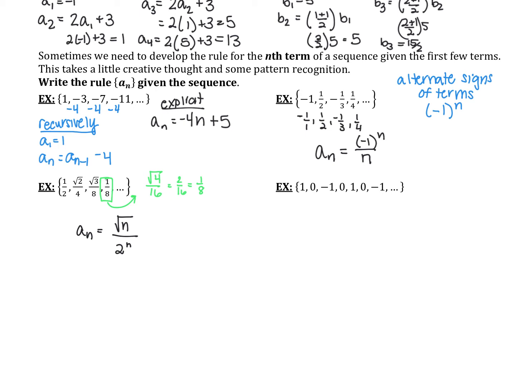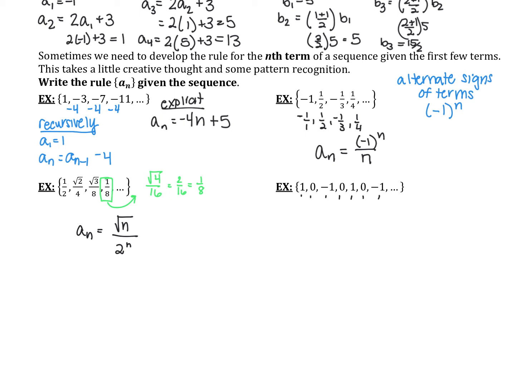All right, anybody come up with this last one? This one's tricky. What sort of functions do you know that bounce between 1, 0, negative 1, 0, 1, 0, negative 1, 0?